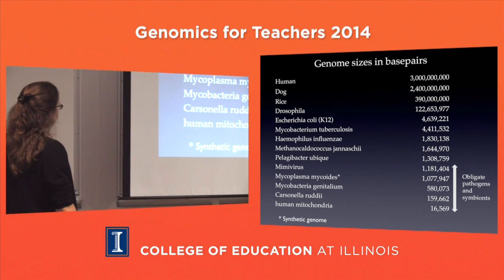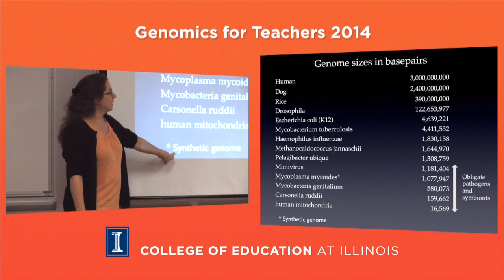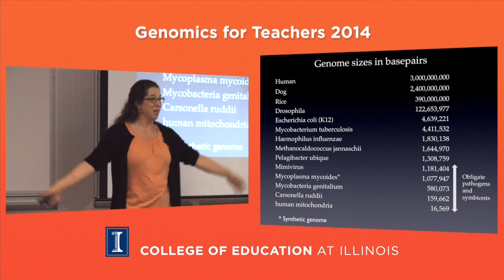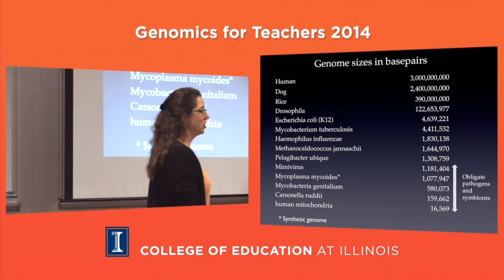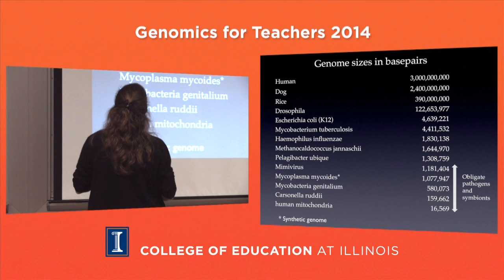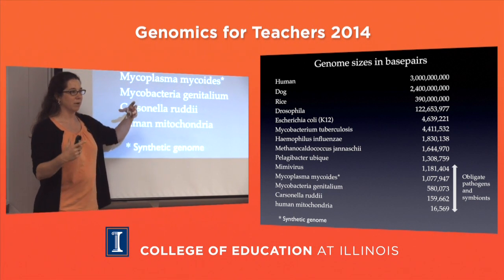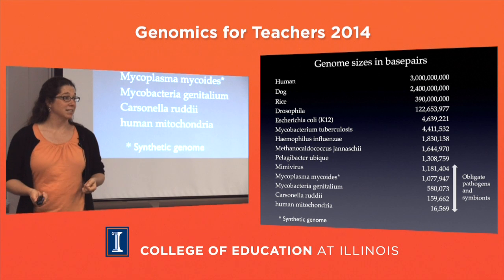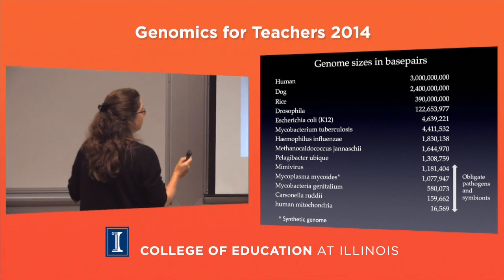Okay. And then also here is Mycoplasma mycoides. It is the first synthetic genome. Guess who did it? Craig Venter, right? So he took mycoplasma and synthesized a genome and put it in the mycoplasma, and he was able to get that cell to grow. So it's the first synthetic genome of a free living organism.